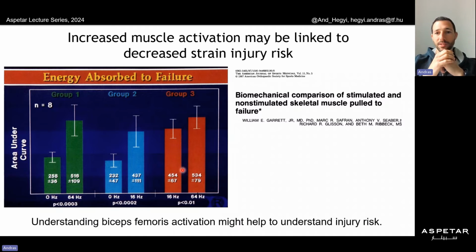And if we go back to this early study, this is one of the first which show that if you have an increased activation of the muscle, this may be related to decreased strain injury risk. So here we have some muscles which are stimulated with different intensities, and if we have a higher stimulation intensity, then we have a lower stretch in the muscle.